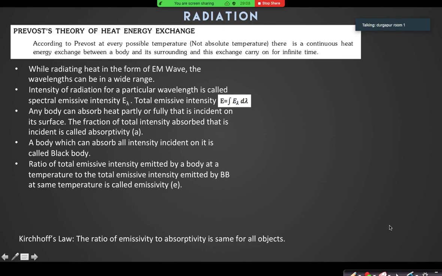Let's move to the next method of heat transfer, radiation. A very interesting topic and also important for your JEE Advanced. Not in Mains. In Mains, they ask simple questions, but in Advanced you will find good questions on radiation.